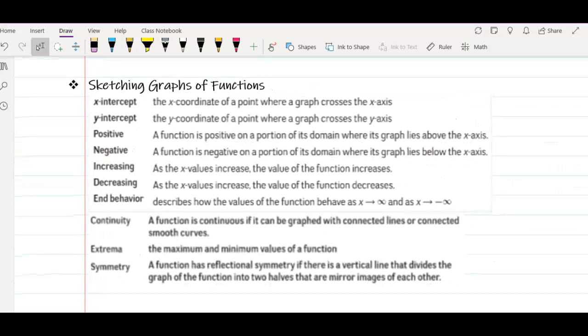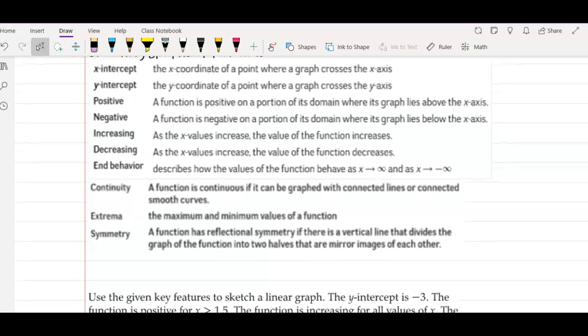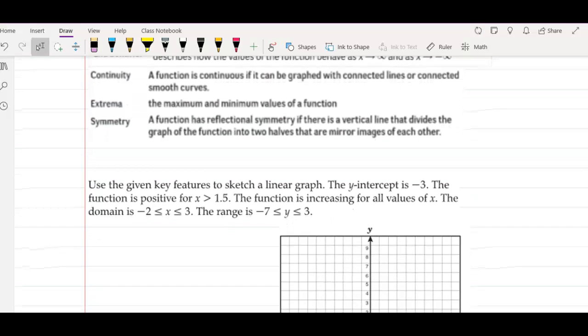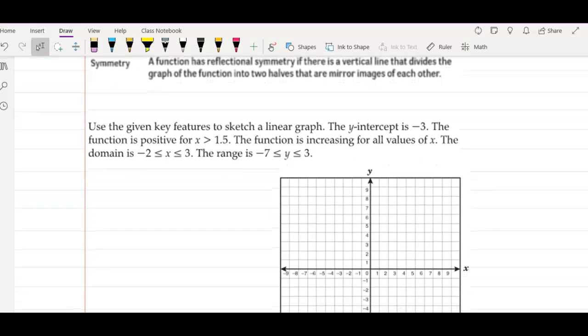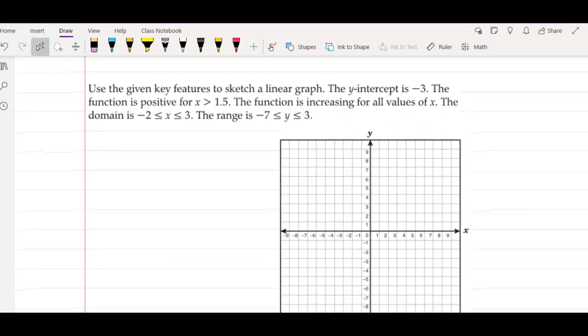Sketching graphs of functions. So now I've listed out many of the key characteristics and the vocabulary that we've covered in the previous videos for step 14. I've put them all here so that they're right at your fingertips. You won't have to scroll up as much as we begin using all that we've learned to try to sketch a graph given some clues.